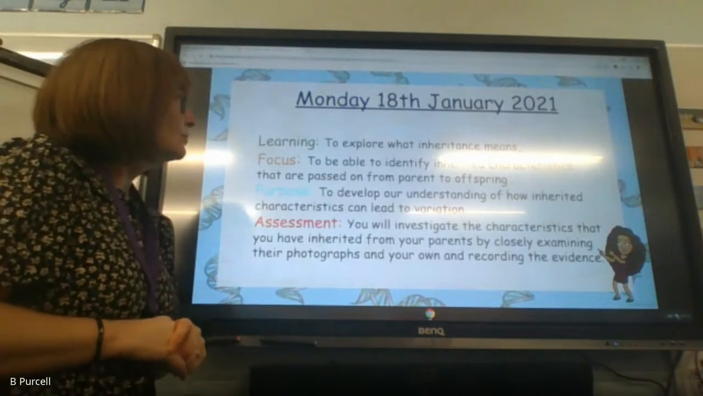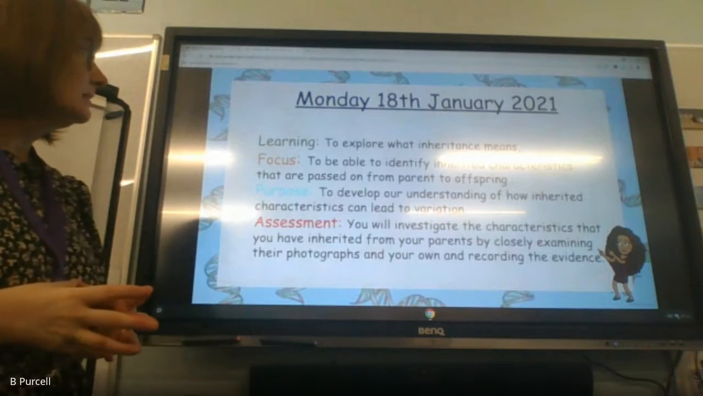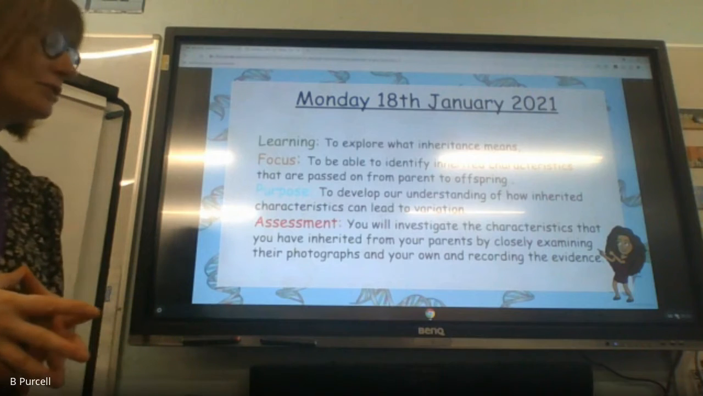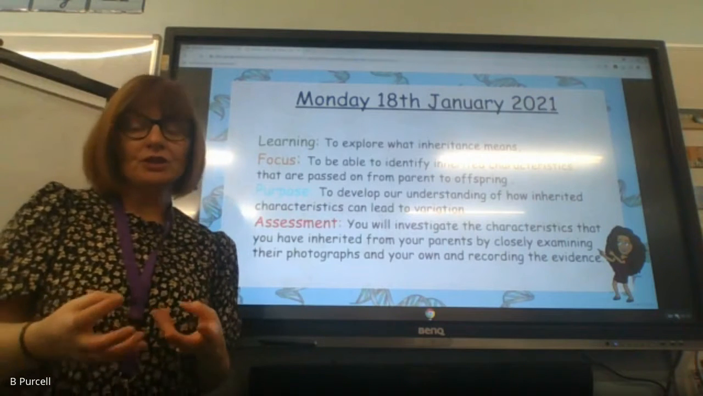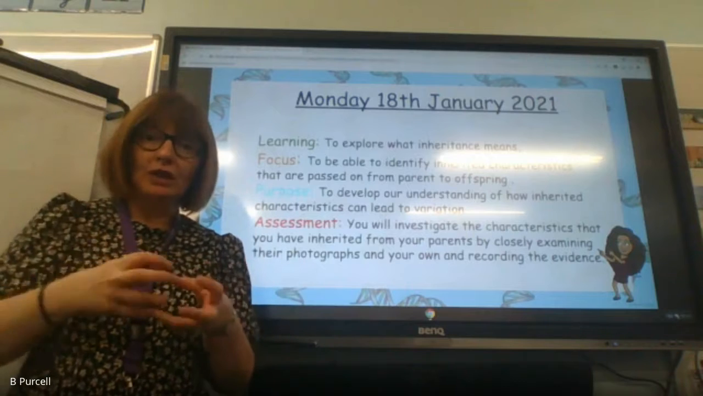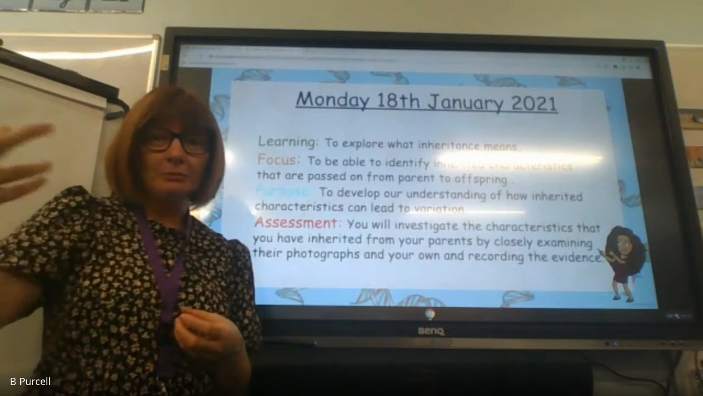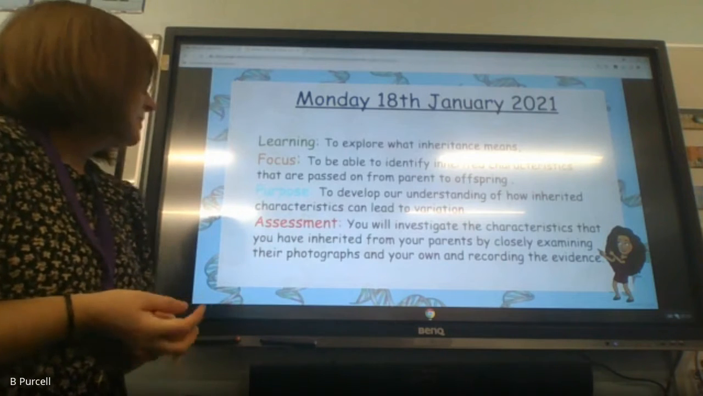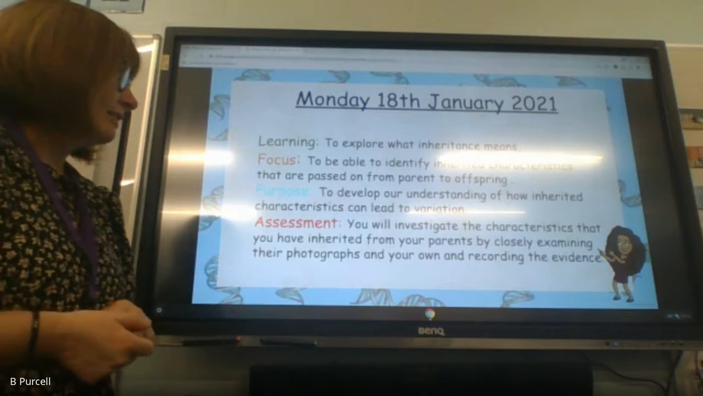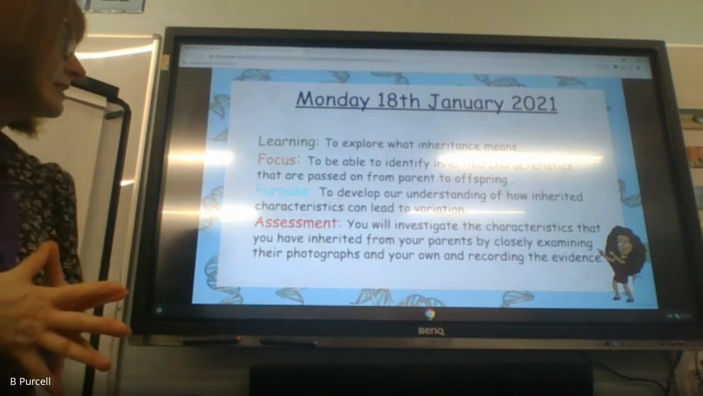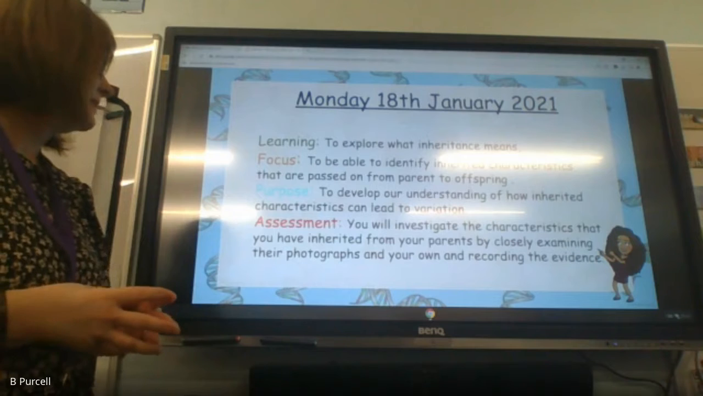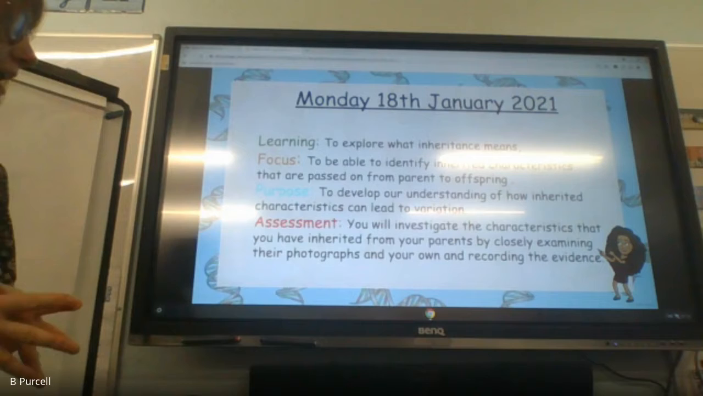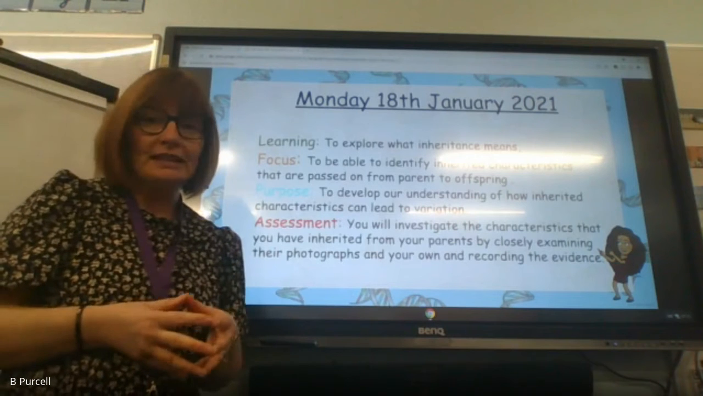And our learning is to explore what inheritance means, to be able to identify inherited characteristics that are passed on from parent to offspring. Offspring is just another word that we use for children, family, young babies. To develop our understanding of how inherited characteristics can lead to variation, and your assessment is you will investigate the characteristics that you have inherited from your parents by closely examining their photographs and your own and recording the evidence.